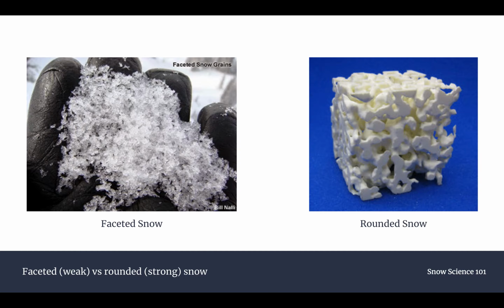On the right, we have a computer-generated model of rounded snow, and with the rounded snow, you can see it's consolidated snow, and pretty much all the snow grains are connected in some way or another. And that white stuff is obviously moisture, frozen moisture, so snow or ice. And we associate rounded snow as being strong in avalanche scenarios.